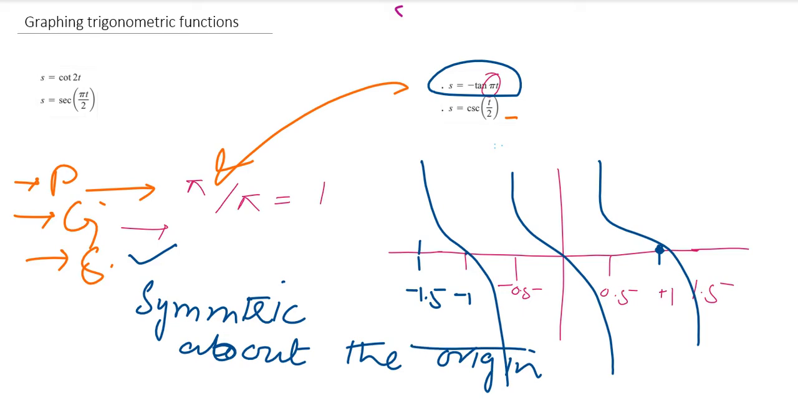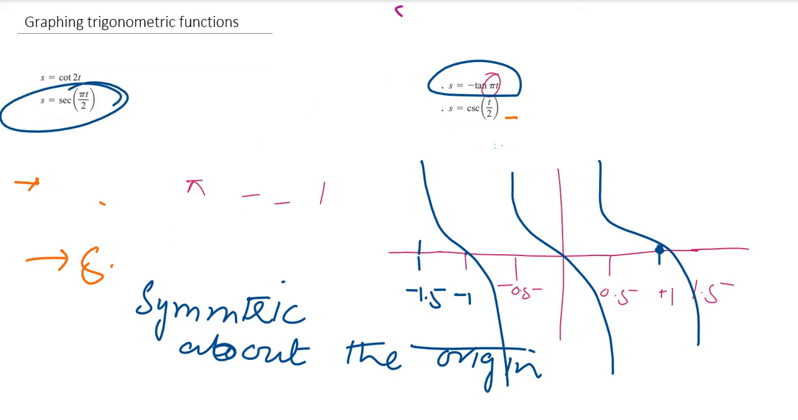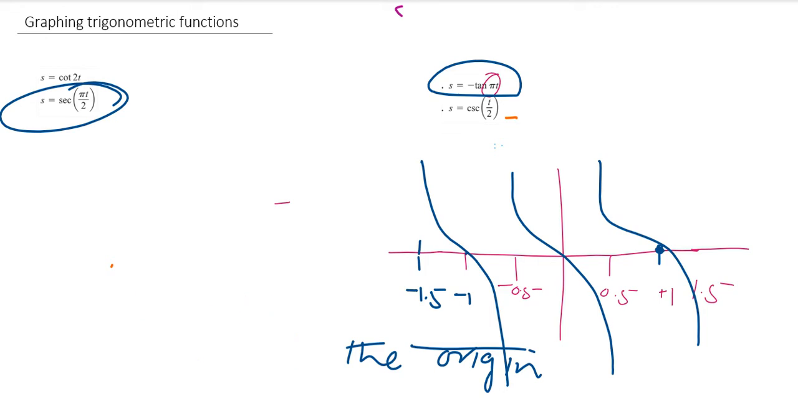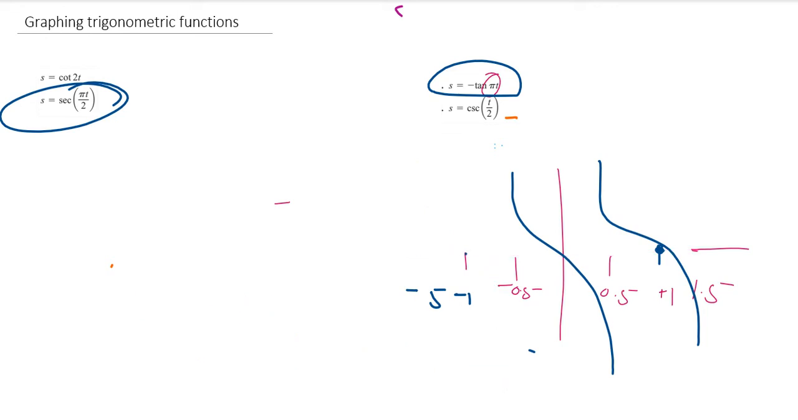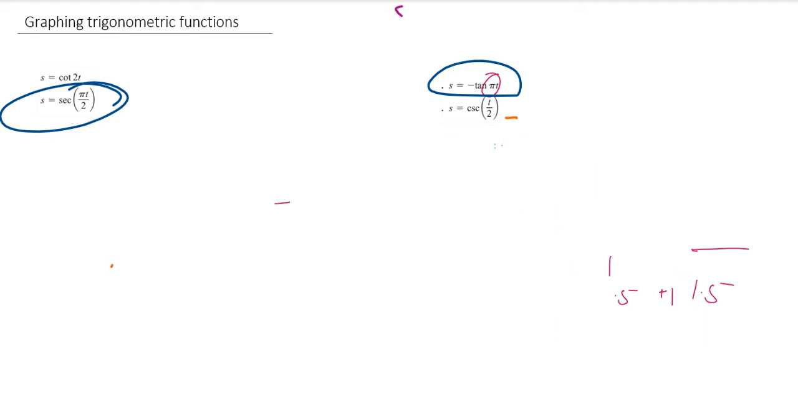Alright, let's check out the third example, that is secant pi by 2 t. Again you have to see the period first of the original graph and then take out the period according to the second function.